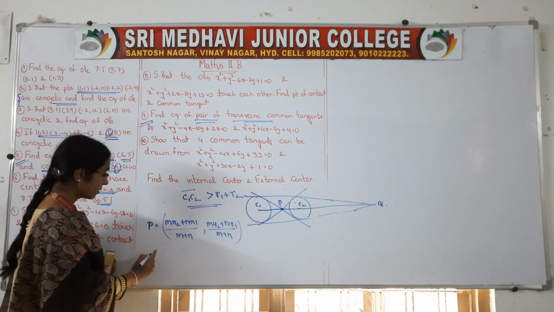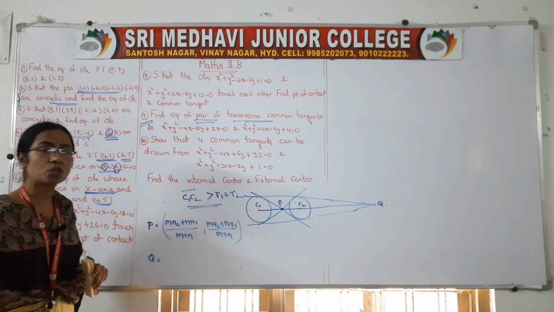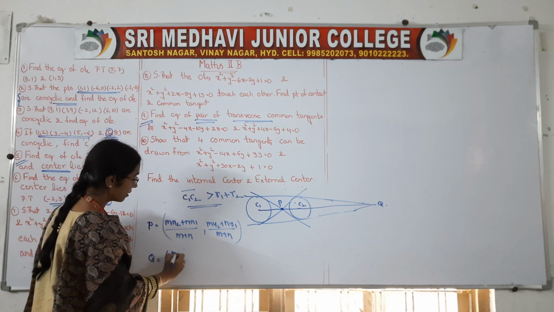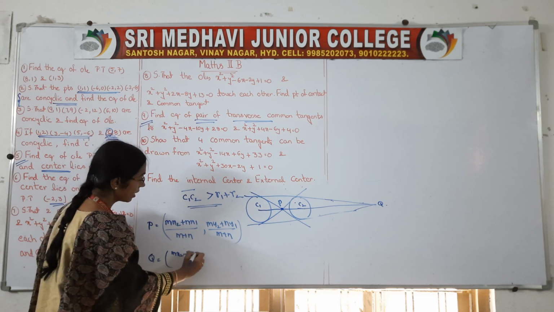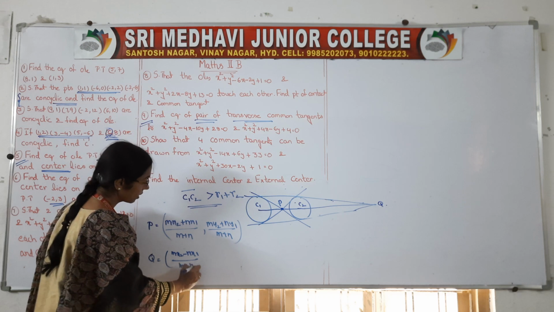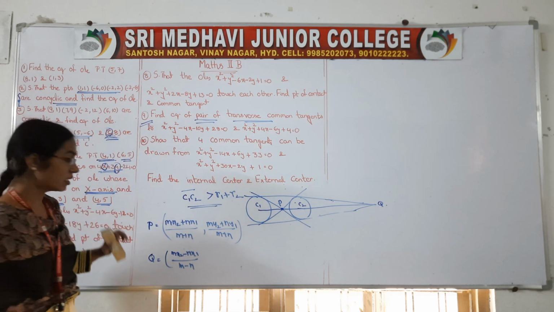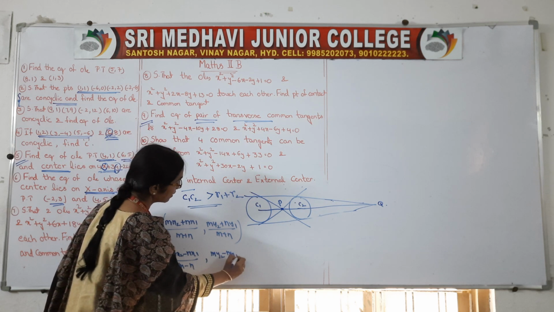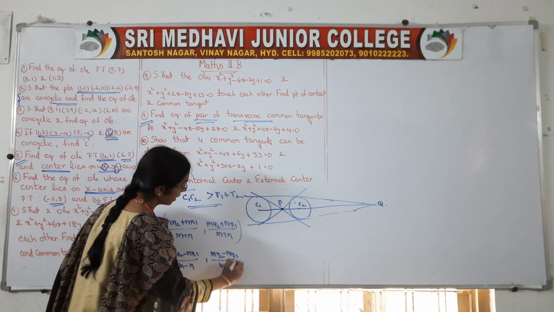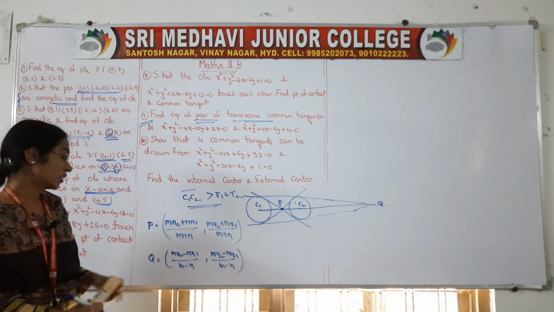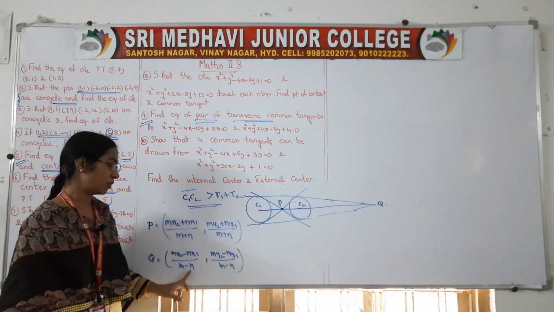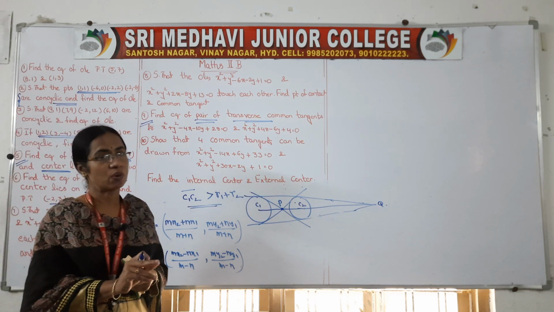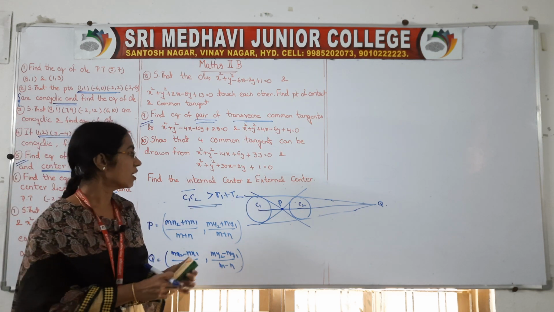Okay. Next, we will take Q, the external center. What is the difference? Just here, this is (mx2 minus nx1) by (m minus n). Instead of plus, we will get minus. Similarly, it is (my2 minus ny1) by (m minus n). Okay, so just in place of plus, you take a minus, that will be your external center. Okay, so be clear with the concepts.